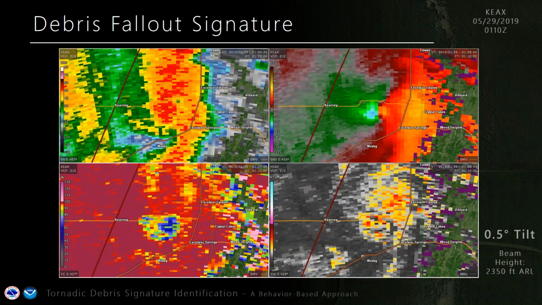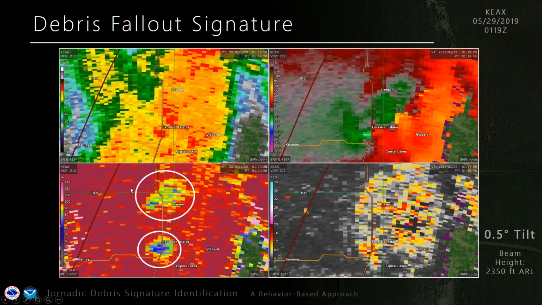Other signatures you may see from a TDS, one of the newly coined signatures is the debris fallout signature. What happens is basically the debris goes up and then the debris comes back down somewhere else in the storm. This is an example from western Missouri on May 28th, 2019, following our Lawrence tornado. In this example, we have a very strong tornado going on right now just to the east of Kearney. But over time, in about 10 minutes, we suddenly see this second broader area of CC appear to the north of that TDS.